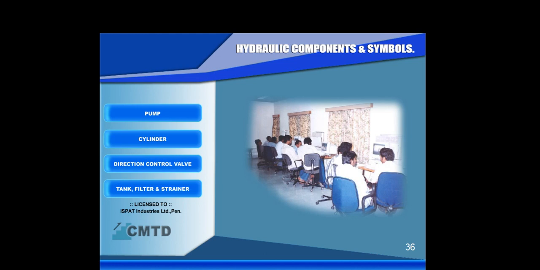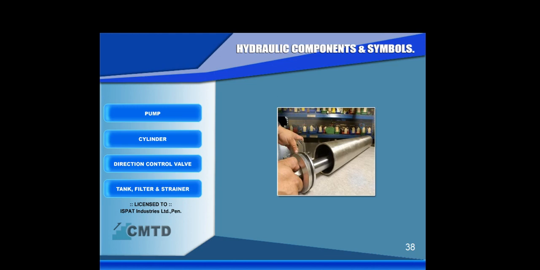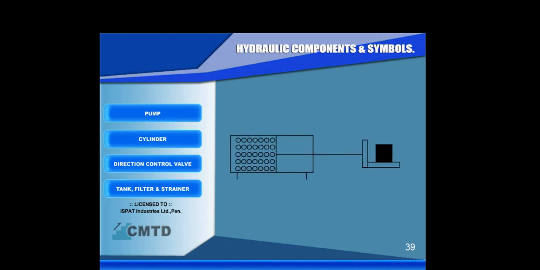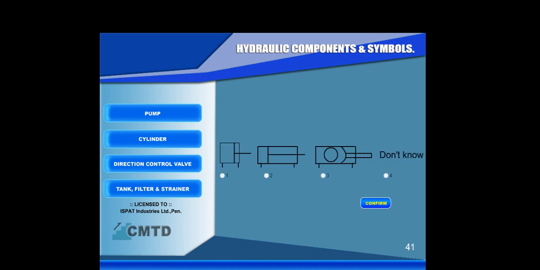Now we have completed the section on pump, symbol of pump. Next section is cylinder. The most commonly used hydraulic actuator is the cylinder. Hydraulic energy is converted into mechanical energy in the cylinder. Before learning about cylinder, please answer the following questions. What is the correct symbol of cylinder?